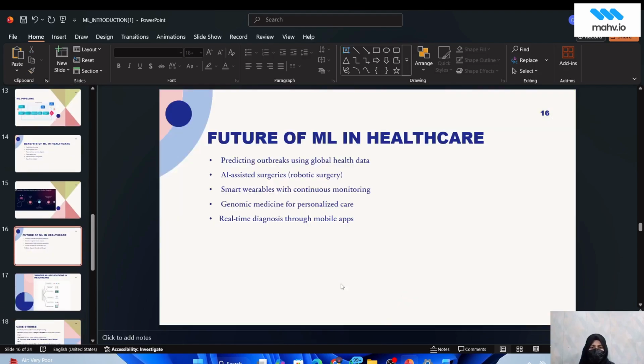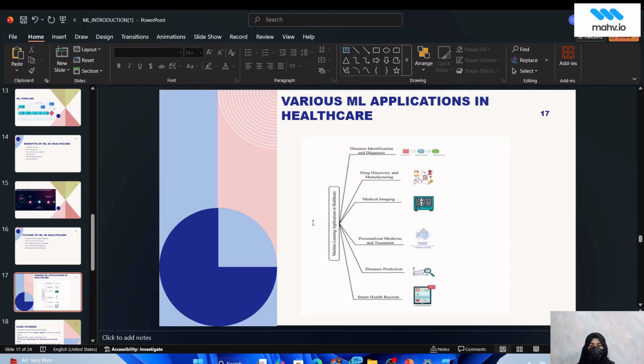After that, we have the future of ML in healthcare, like robotic surgery and other things, smart wearables, genomic medicine, and real-time diagnosis through mobile apps. So this is the future of ML in healthcare. These are the various applications we have discussed: medical imaging, drug discovery and manufacturing, disease identification, personalized medicine and treatment, then disease prediction, and then smart health records.